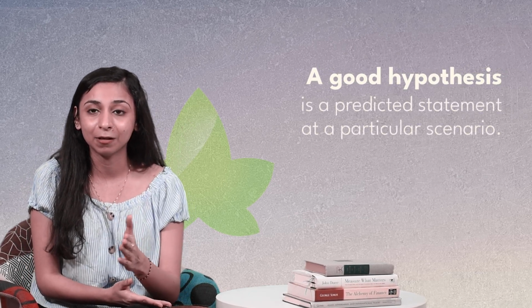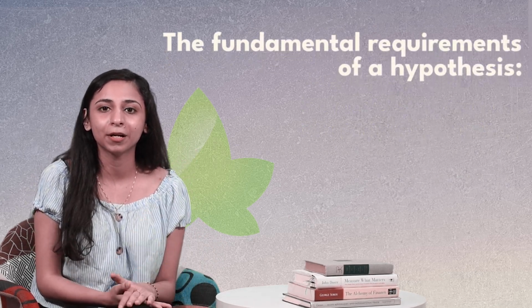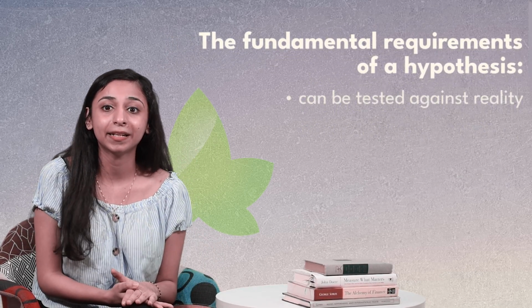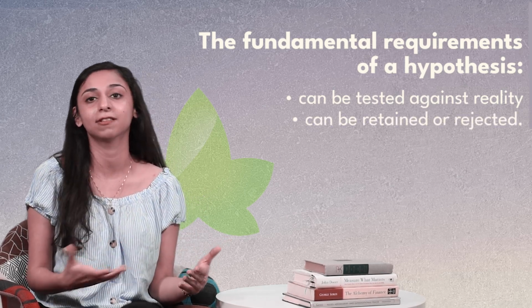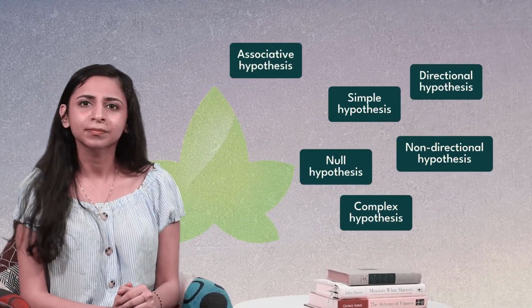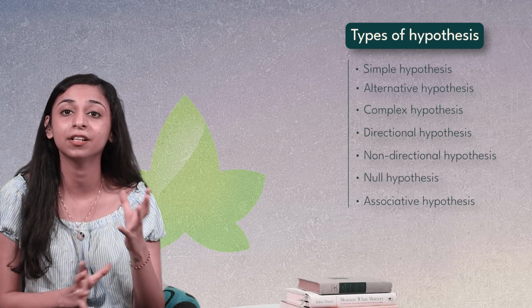So that's what a good hypothesis looks like: a predicted statement about a particular scenario. The fundamental requirement of a hypothesis is that it can be tested against reality and it further can be retained as well as rejected. So what are these? These are the different kinds of hypotheses that exist in research.